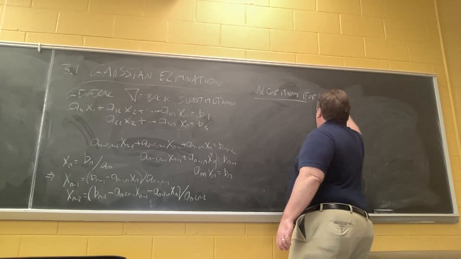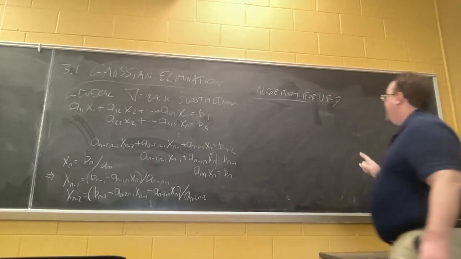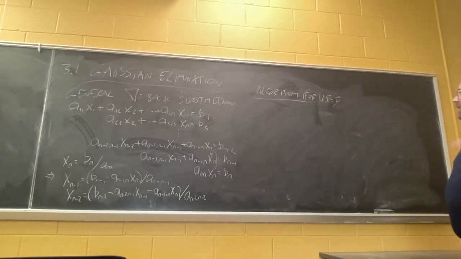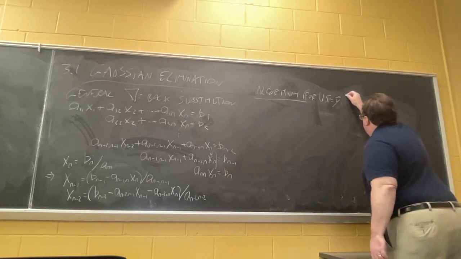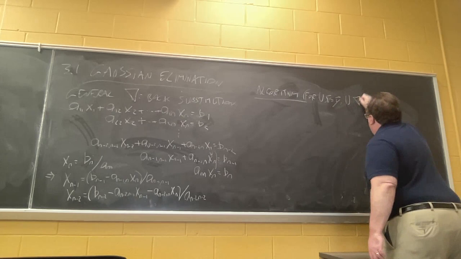UX is equal to Y. So X is still the unknown. The right hand side is referred to as Y. The upper triangular matrix is called U.